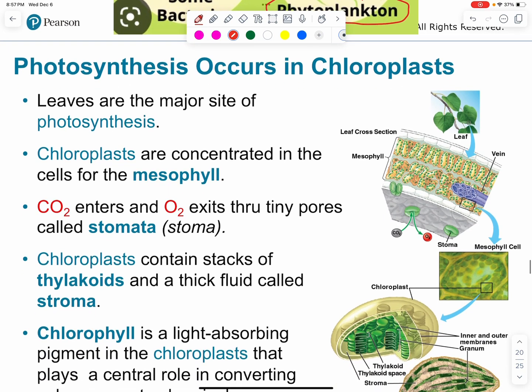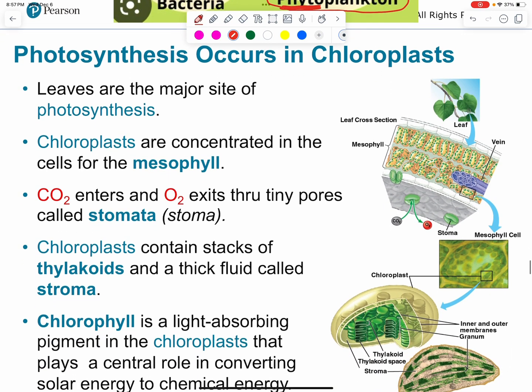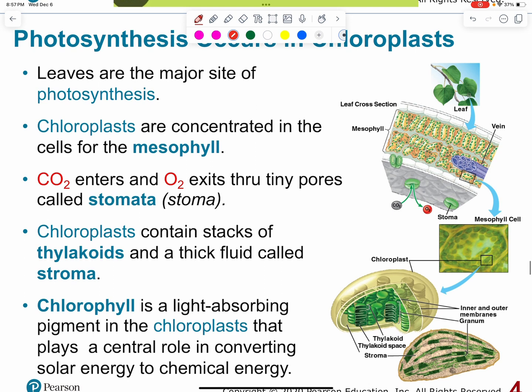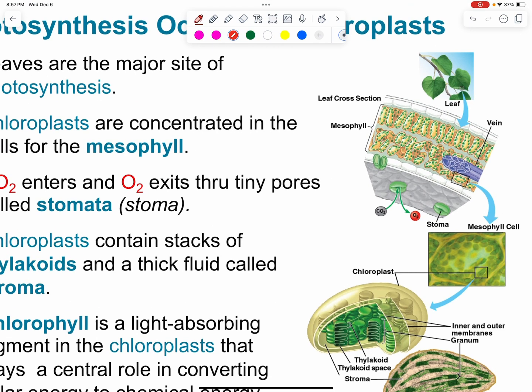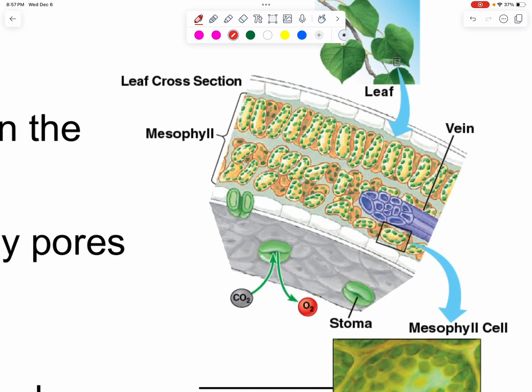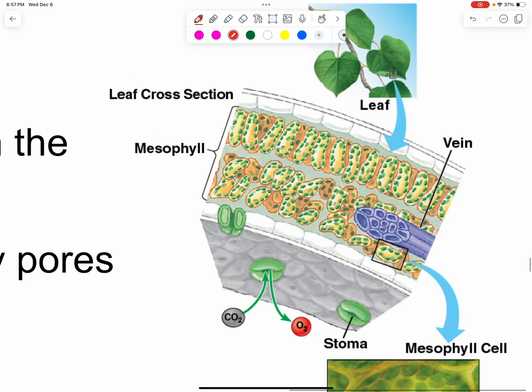Let's go over the structure of leaves. We're actually going to have a little mini lab here on our next class, and you are going to take a look under the microscope at the inside of a leaf. It's really cool. It's so cool that you can see this level of detail under the microscope.